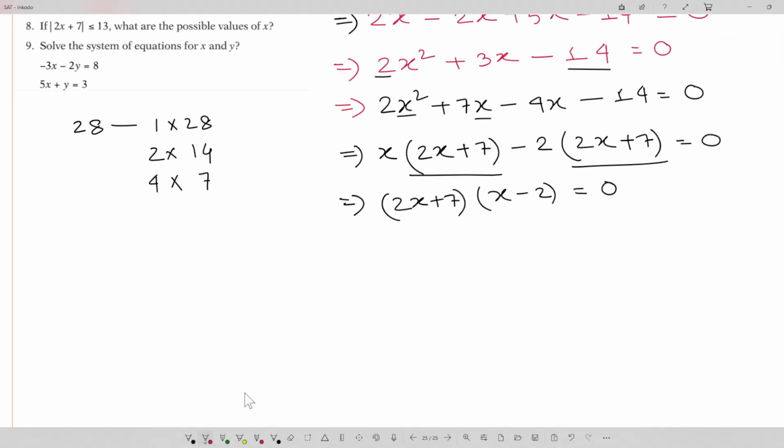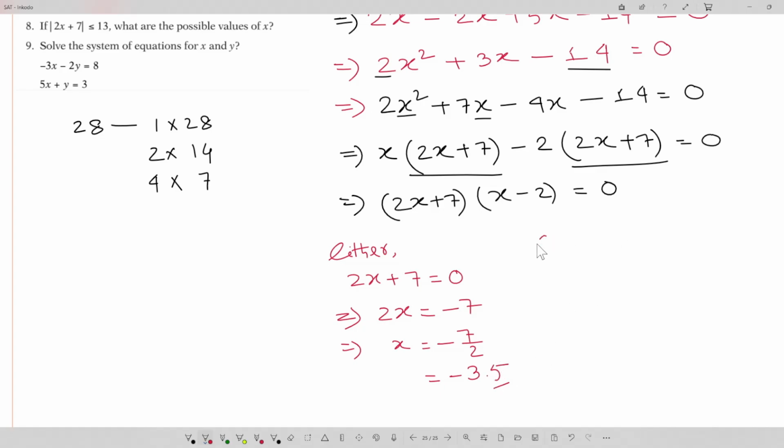In this case we can write either 2x + 7 = 0. It means 2x = −7. Then we divide both sides by 2, so x = −7/2. So our answer is −3.5. That is one answer. Or we can say x − 2 = 0. Then we add 2 to both sides, so x = 2.